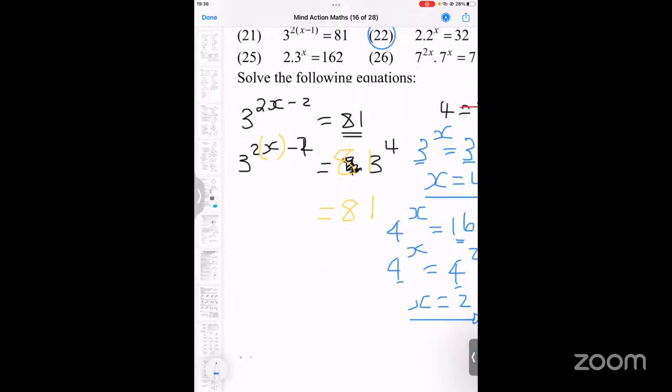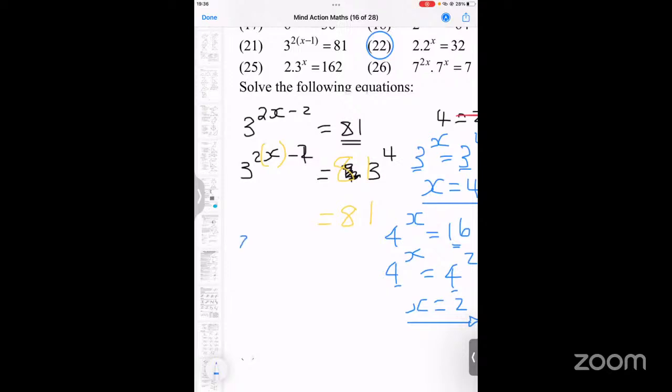Same goes for Langlihle. So that one, we have 2 multiplying 2 to the exponent x, which equals 32. So you must just know that we have an invisible 1 there. Therefore, you will be having 2 to the exponent 1 plus x, which equals 32. Why? Because the law says if you have the same bases, you add their exponents. That's what the law says.